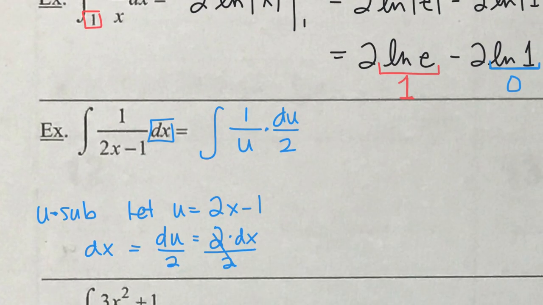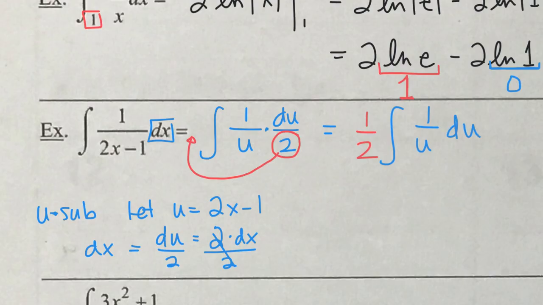Let your equation be the u, and then we take the derivative in order to replace our dx, right? Because we want u and du. All right, what happens with our 2? It comes to the front, right? Because it's a constant multiplier. But if 2 is in the denominator, that makes it a 1/2. 1/2 of the integral of 1 over u du.